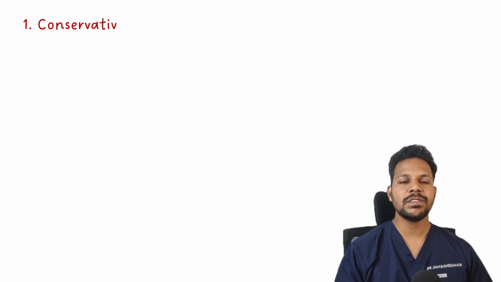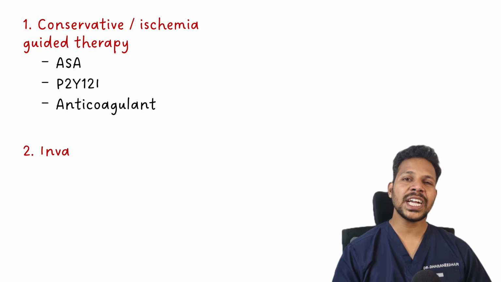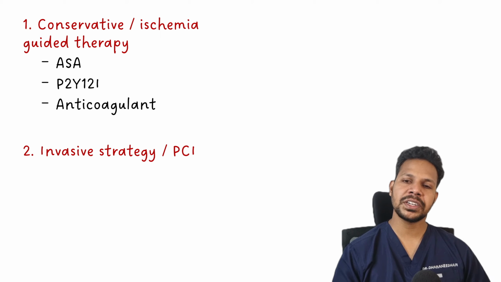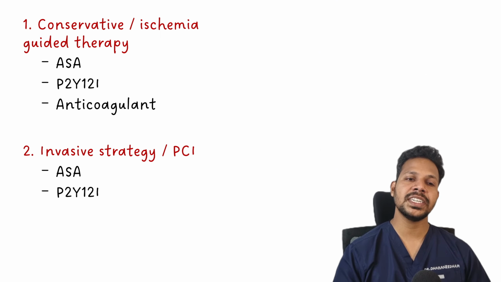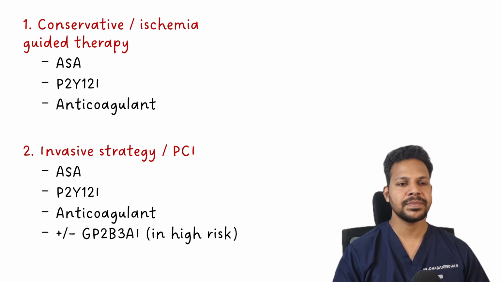Lastly, this is a summary slide for the management of MI. Firstly, we have a conservative or ischemia-guided therapy where we use aspirin, clopidogrel, and an anticoagulant. The second one is an invasive strategy, or percutaneous coronary intervention. Here, again, you use all the three drugs mentioned in the conservative strategy. Along with that, you do PCI, and in high-risk patients, you add glycoprotein 2B3A inhibitors. That is the invasive strategy with PCI. And then you can do CABG.